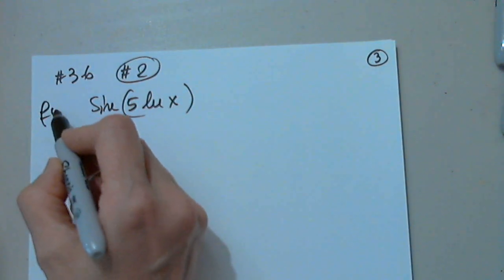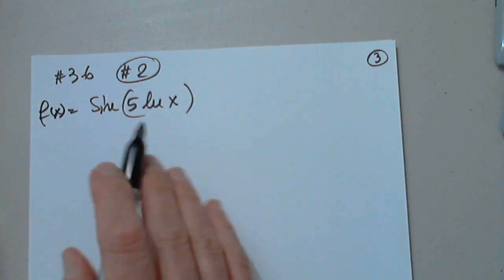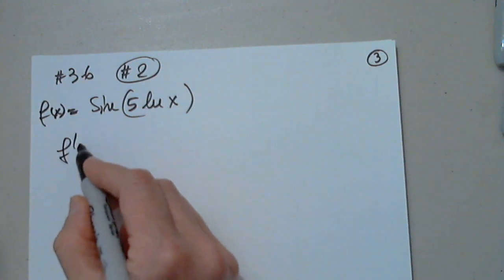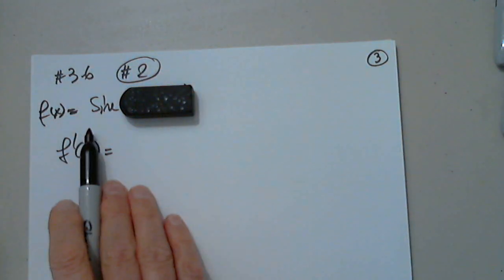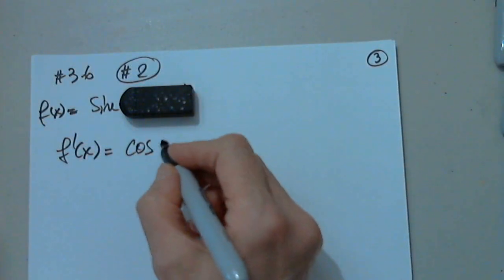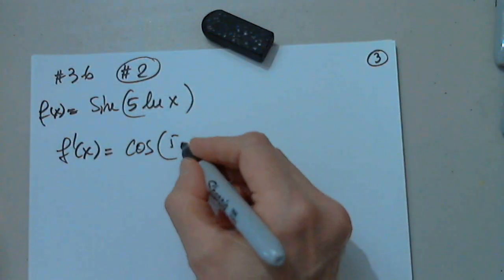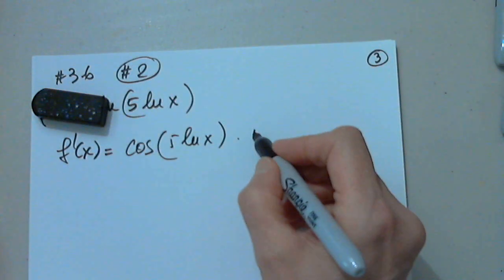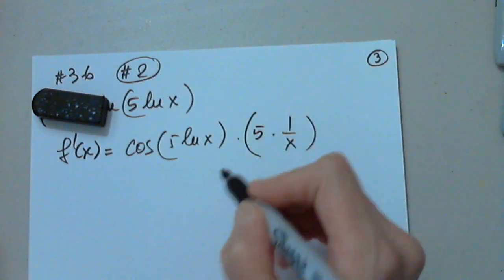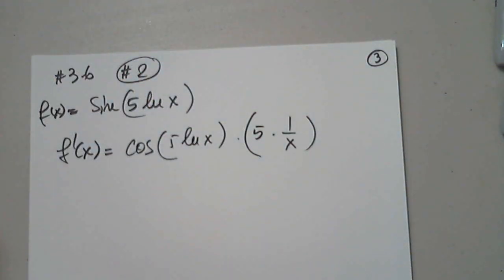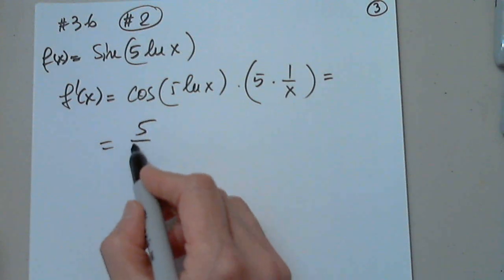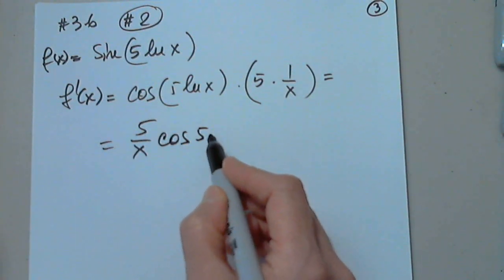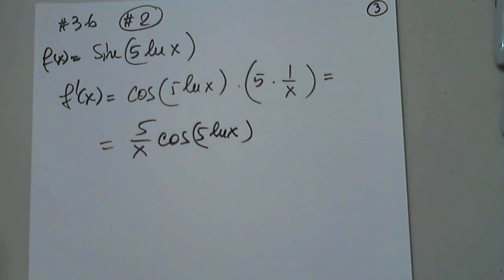So we have f of x. Is this f of x? Yeah, it's f of x. Good. And we are asked to find f prime? Yes. Good. So first of all, we have to differentiate sine, and we get cosine of 5 natural log x. And now we have to differentiate the inner function, which is 5 times 1 over x. I will rearrange it a little bit as 5 over x cosine 5 natural log x.